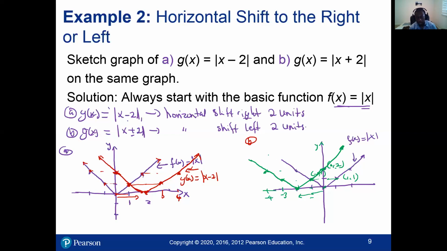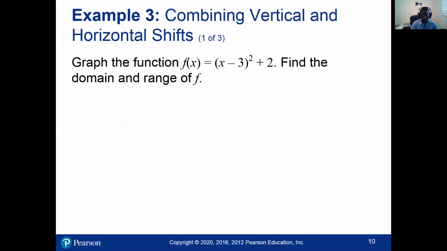Okay. So this graph is what? The g of x, the g of x is equal to the absolute value of x plus what? X plus 2. It moves to the left. Okay. So we have so far talked about the vertical and the horizontal shifts. All right. Next, we have this function. Okay. And they said we should what? We said grab the function f of x is equal to this. And then find the domain and the range of it. Okay.